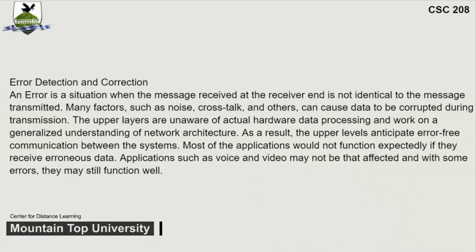Error detection and correction. An error is a situation when the message received at the receiver end is not identical to the message transmitted. Many factors, such as noise, crosstalk, and others, can cause data to be corrupted during transmission. The upper layers are unaware of actual hardware data processing and work on a generalized understanding of network architecture. As a result, the upper levels anticipate error-free communication between the systems. Most applications would not function as expected if they receive erroneous data. Applications such as voice and video may not be that affected, and with some errors, they may still function well.